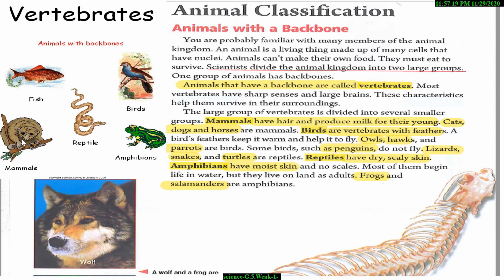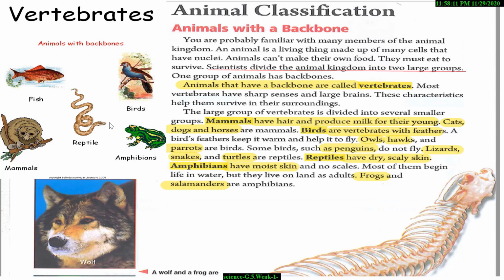Another group of vertebrates, birds. Birds are vertebrates that have feathers, two wings and two legs, and lay eggs. Examples of birds: owls, hawks, parrots, peacocks, ostriches, and penguins, but penguins cannot fly.